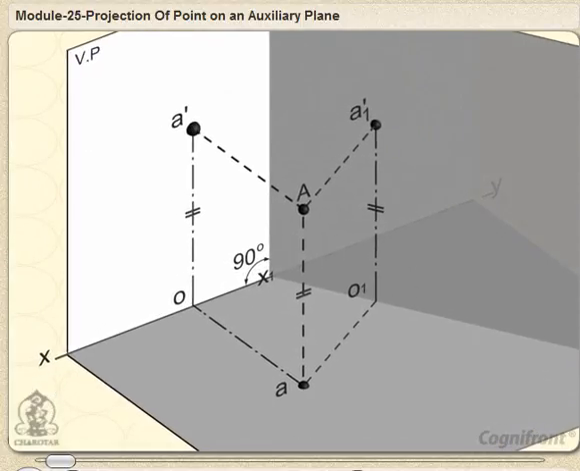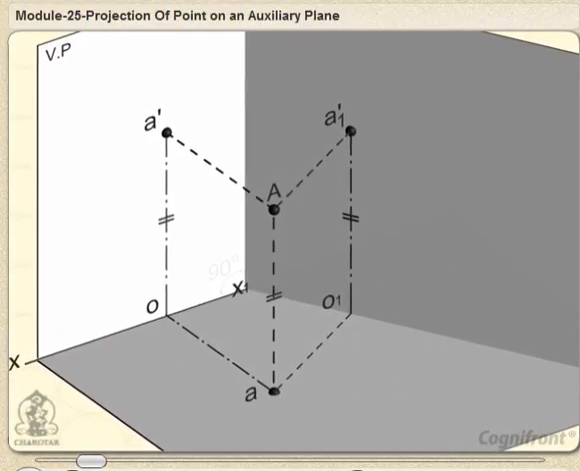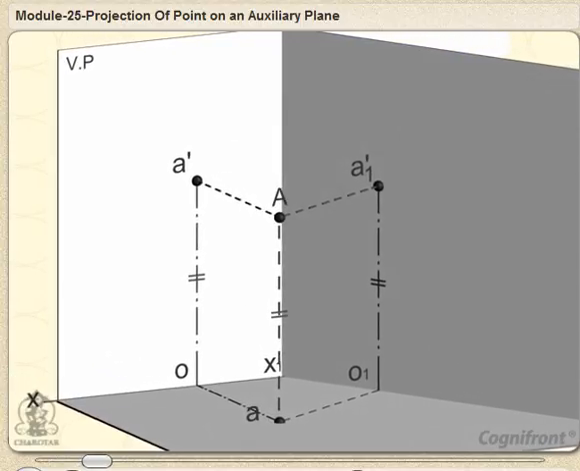A' and A are respectively the front view and the top view of the point A. A'1 is the auxiliary front view obtained by drawing a projector A'1 perpendicular to the AVP. It can be clearly seen that A'1O1, the distance of the auxiliary front view A'1 from X1Y1, is equal to A'O, the distance of the front view A' from XY, which is equal to AA', the distance of the point A from the HP.